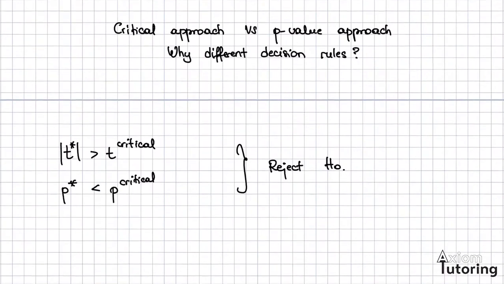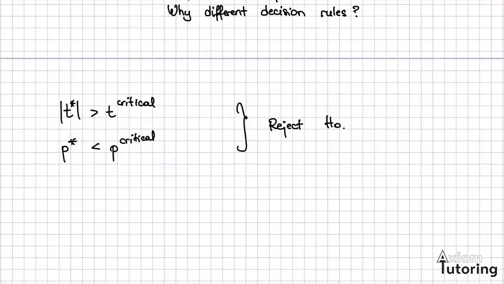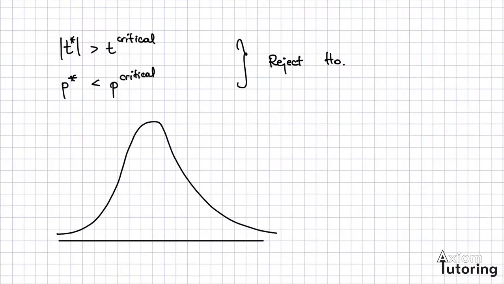So the decision rules that we had was that if, in absolute terms, the t statistic that we computed was bigger than the t critical, then we reject the null hypothesis, while for the p-value approach, if the p that we have computed, associated to our t statistic, is smaller than the p critical, then that's when we reject the null hypothesis. The reason for that is the inverse relationship that exists between the p-value and the t statistic.